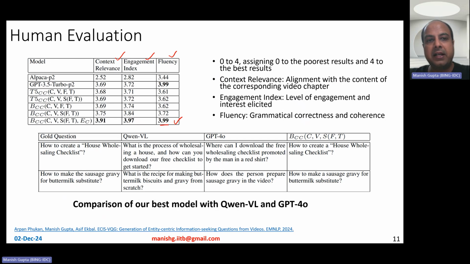Okay. And essentially, even on engagement and contextual relevance, we basically get pretty good scores, basically saying that these questions that are being generated are directly practically usable, right?